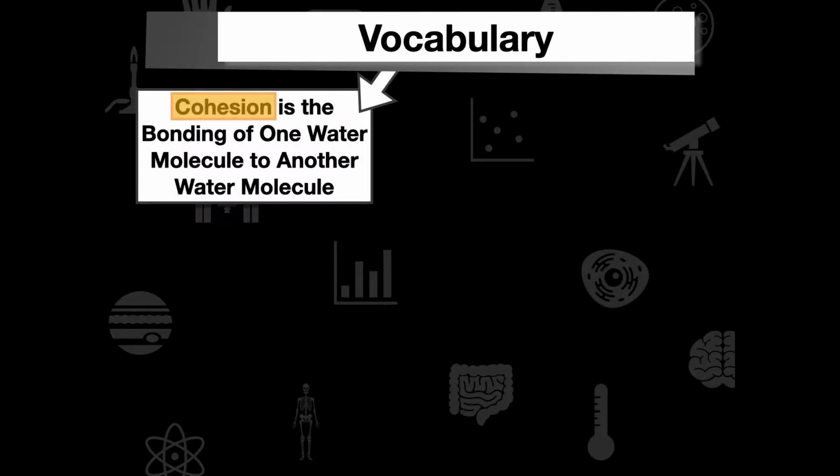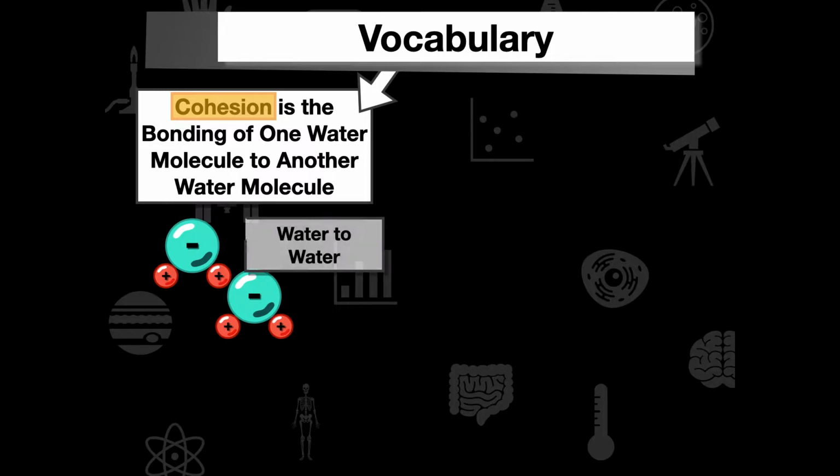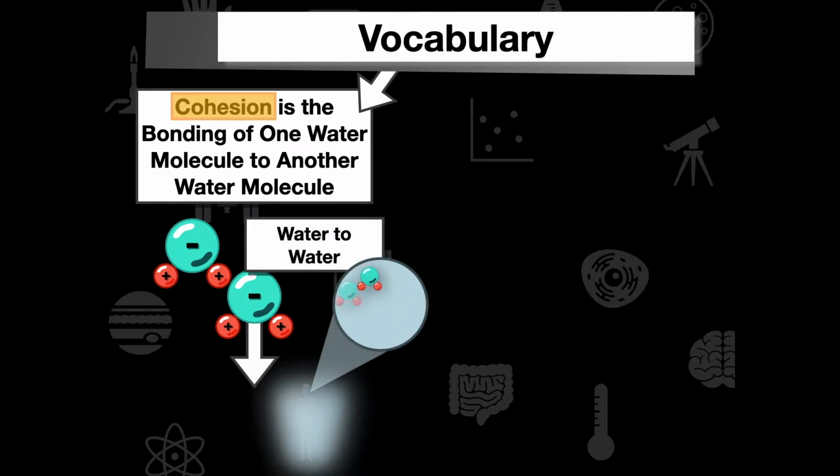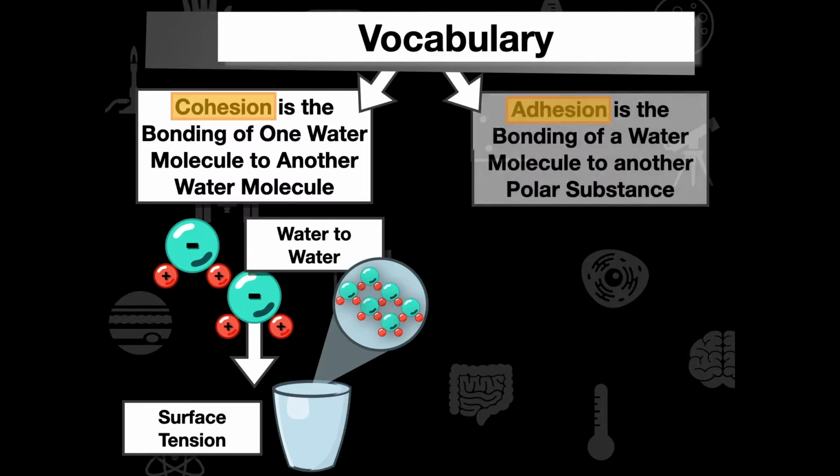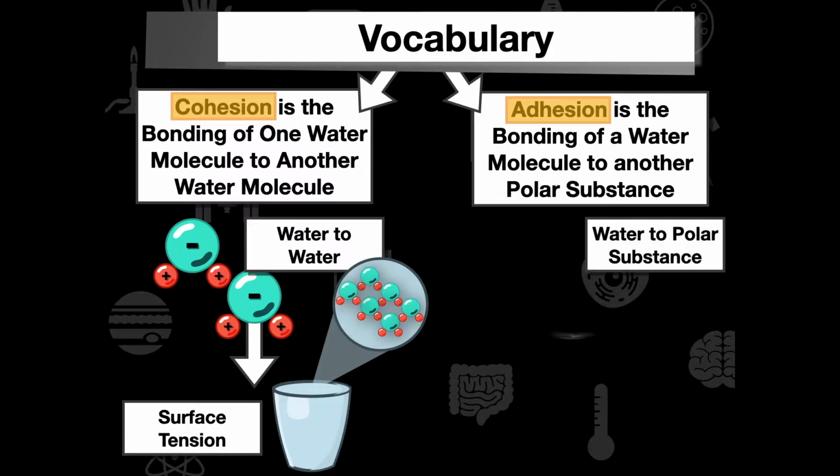Now, what we're going to be looking at is a couple of vocabulary words. We're going to be looking at cohesion, which is the bonding of one water molecule to another water molecule. So we're thinking of water to water. And this is going to lead to a vocabulary word called surface tension, which we'll delve into in a little bit. We also need to understand the vocabulary word adhesion. This is the bonding of a water molecule to another polar substance. This is water to a polar substance.